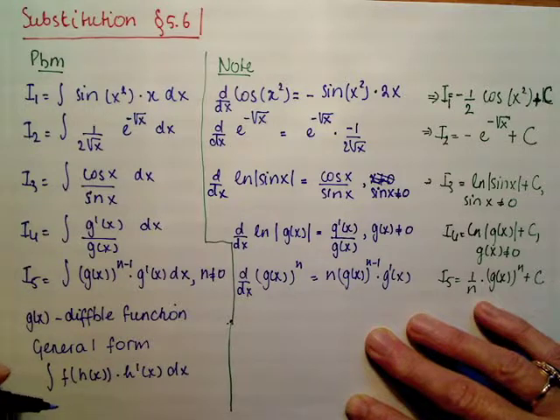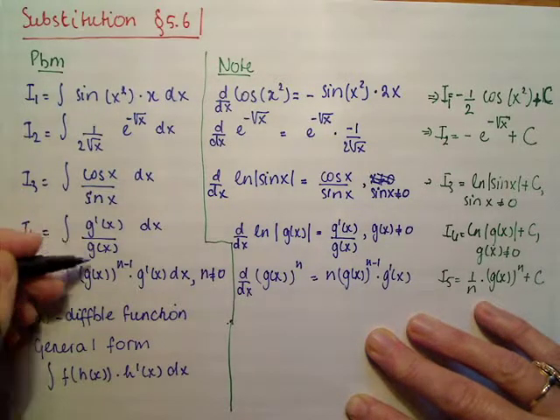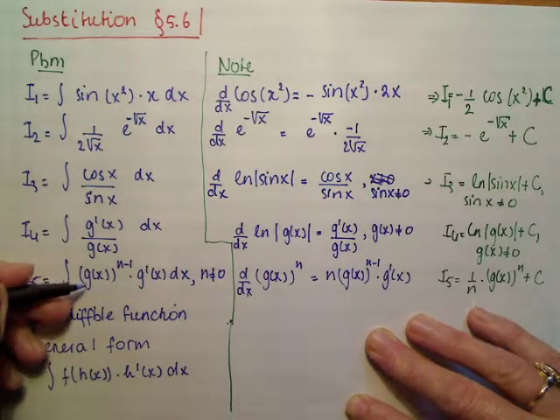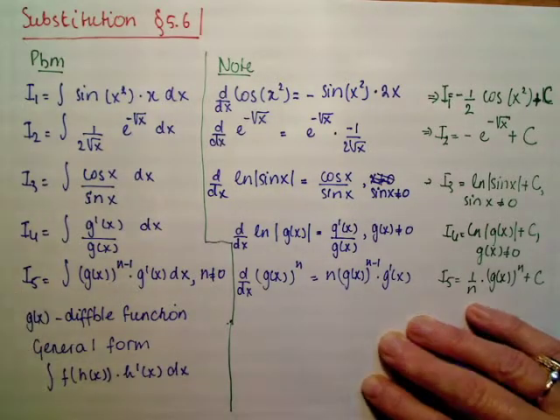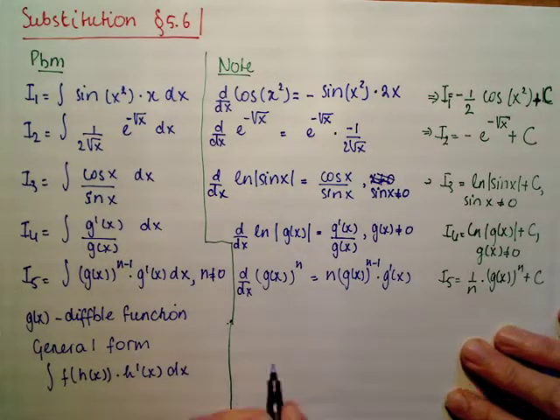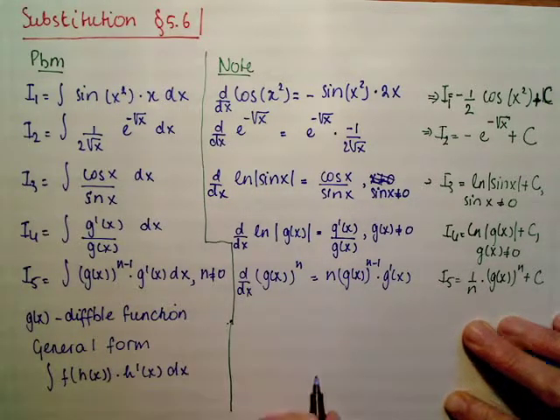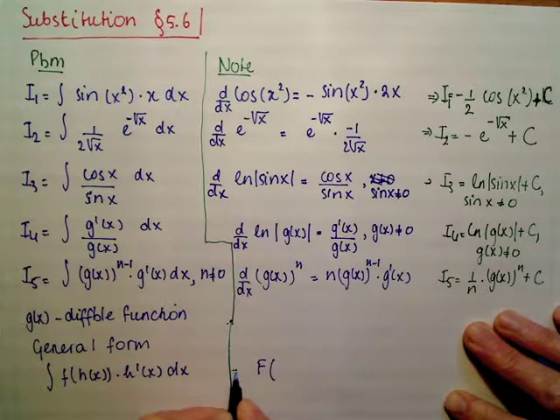And in the fourth case, our function little f was 1 over the argument, and in the last one it was the n minus 1th power of the argument. And what we see here is that the primitive is equal then to the primitive of this function little f evaluated at the point h of x.